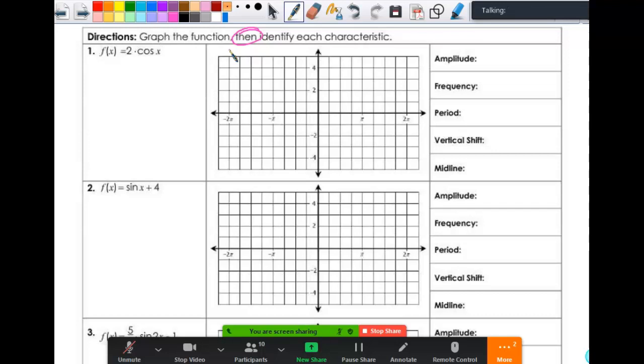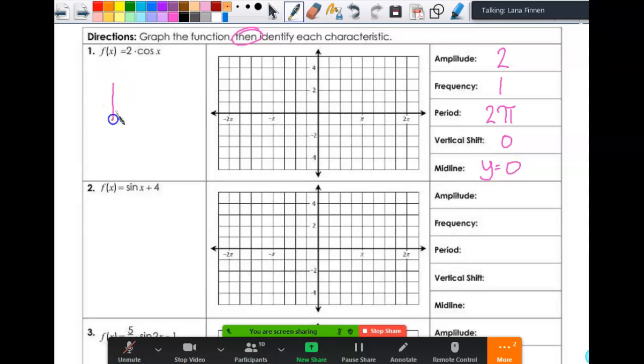Okay, so these things are the same type of thing we were doing yesterday. So I should be able to look at that, know that my amplitude is 2, my frequency is 1. So what does that make the period? 2 pi, good. Vertical shift, I don't have one, so it's 0. So my midline is y equals 0.